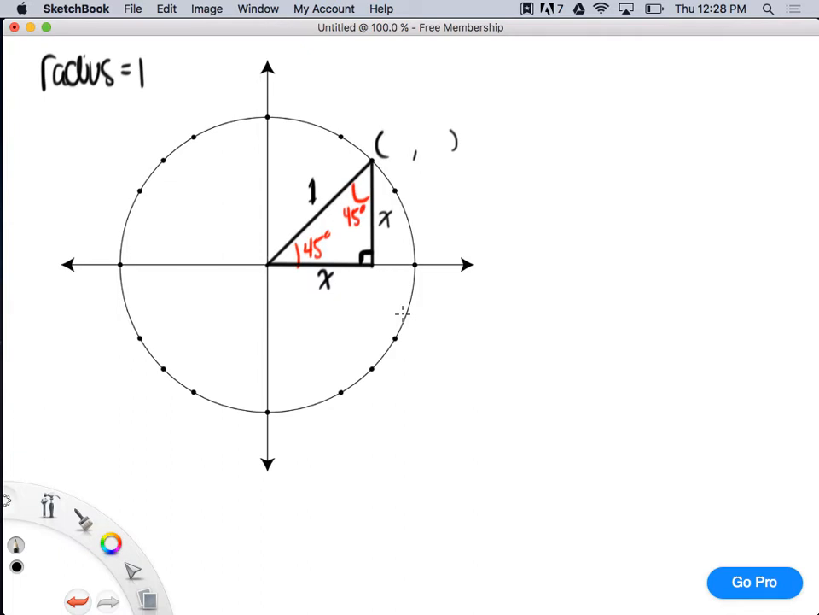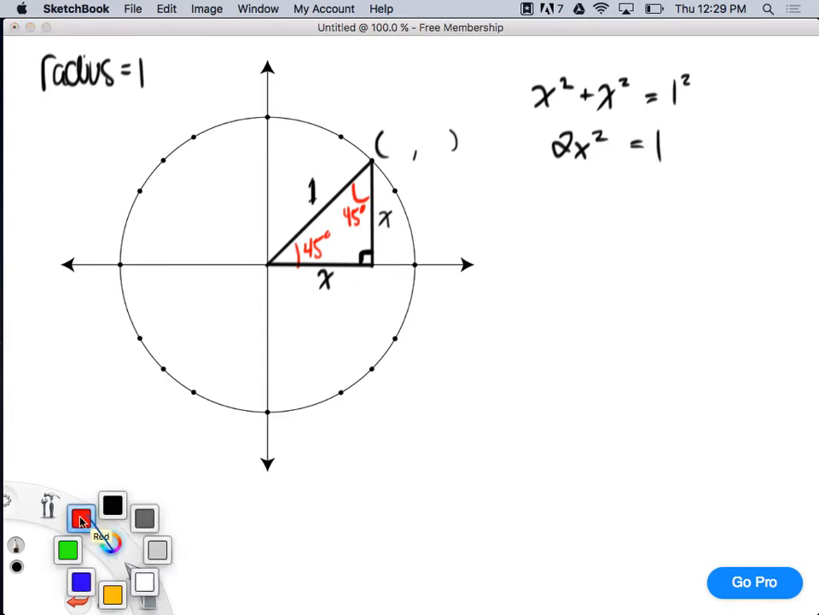I don't think the radius of the circle is actually equal to 1. Otherwise, maybe. Okay, let's see if we can set this up. What's it going to look like? Well, it's going to be x squared, this leg, plus the other leg, which is still x squared, equals 1 squared. Well, what's x squared plus x squared? 2x squared. X squared plus x squared is 2x squared, which equals 1 squared, which is 1.